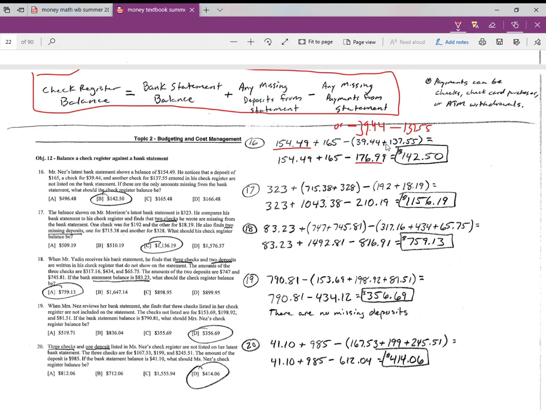That's one way. Or what I did is I added the two checks together, meaning I'm missing a total of 176.99 in checks. So I went 154.49 plus 165 minus 176.99, and this is what should be in the check register then, if you've been keeping track of all the money correctly.